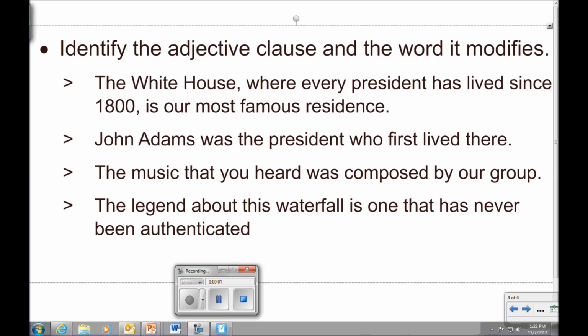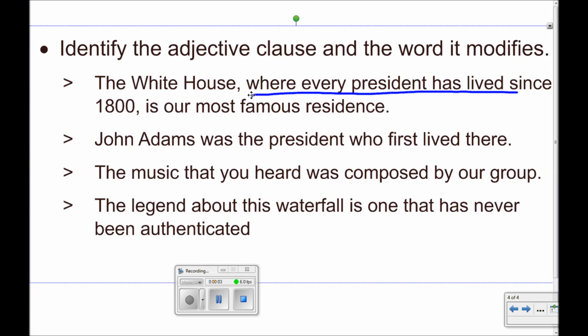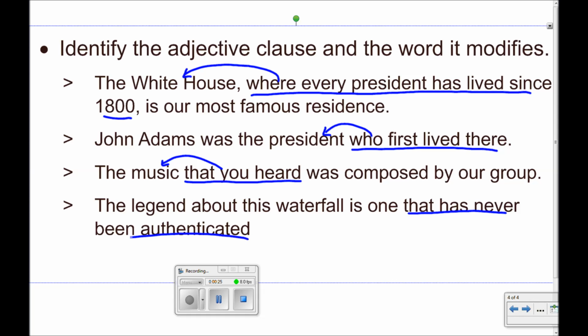All right, in number 1, where every president has lived since 1800 is the adjective clause describing the White House. In number 2, who first lived there is describing president. Number 3, that you heard is describing music. And for number 4, that has never been authenticated is describing one.